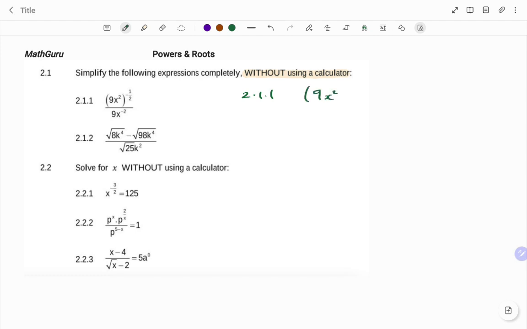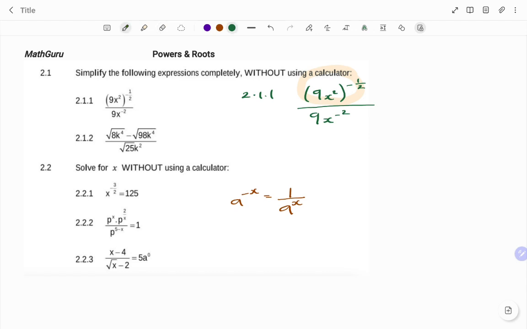9x squared all raised to the power of negative 1 over 2 or half, divided by 9x to the power of negative 2. I will start by applying the law of exponents that says that if I have a negative exponent, a to the power of negative x, to make it positive, the negative becomes a fraction bar, so it becomes 1 over a to the power of positive x. So therefore, I'm going to start by changing my numerator into a positive exponent.